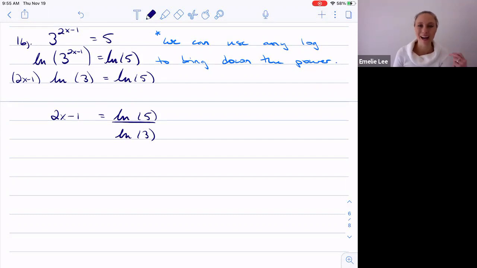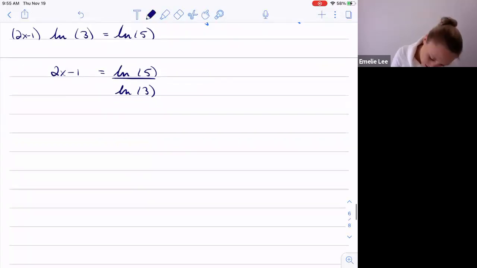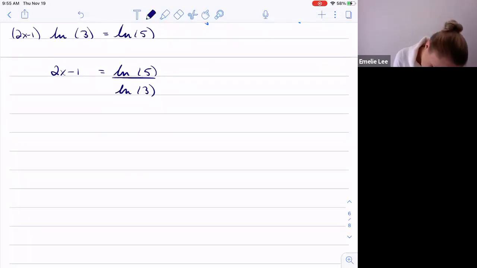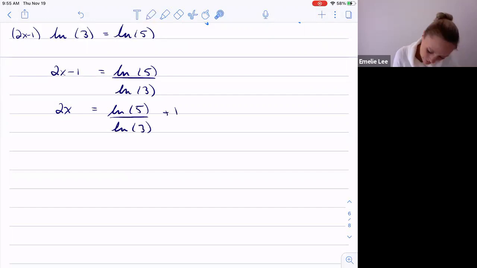Solving for x, right, I have to first add 1 to both sides. So it gets a little bit mucky, but that's okay. And then I have to divide both sides by 2. So I have 2x is the ln of 5 over the ln of 3 plus 1.